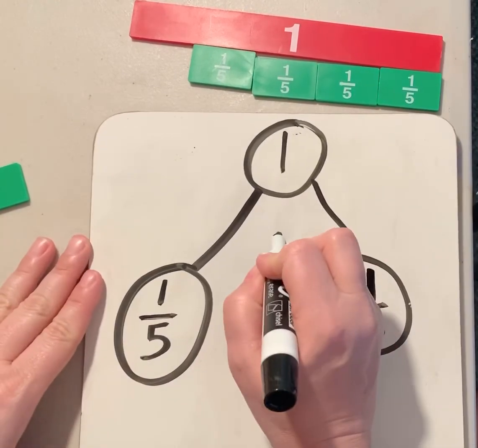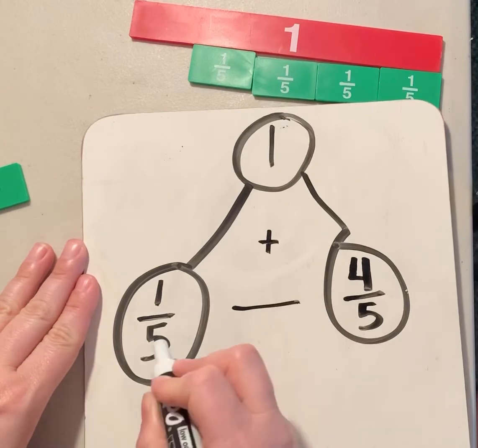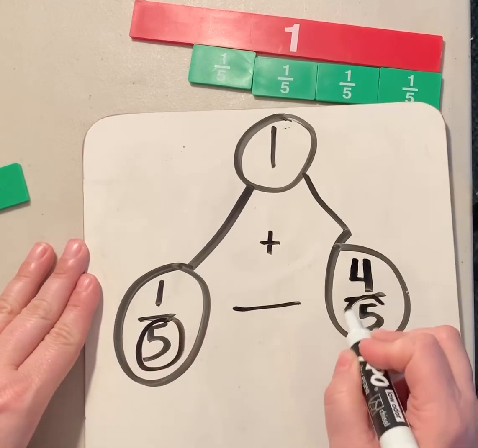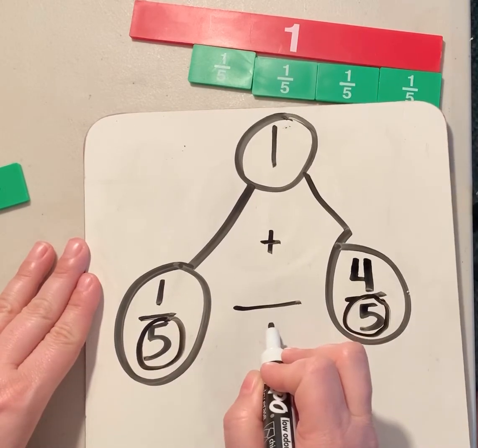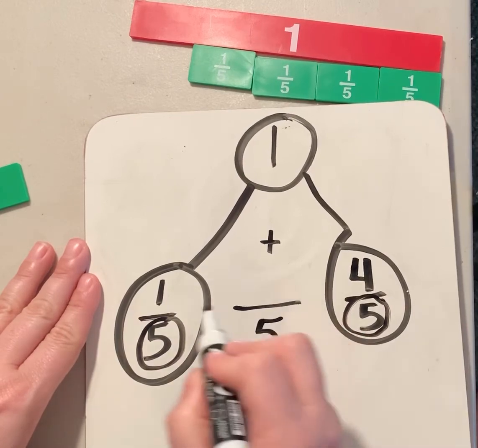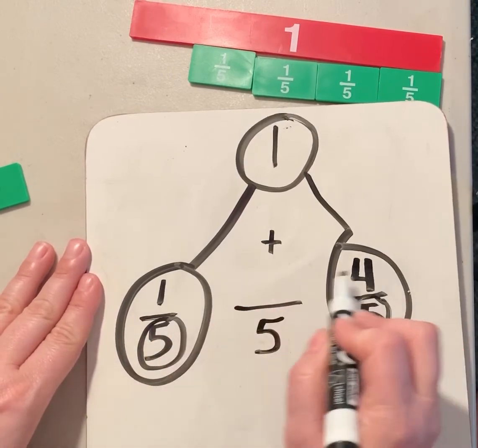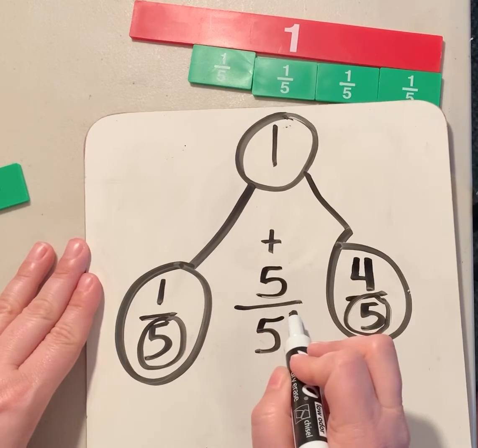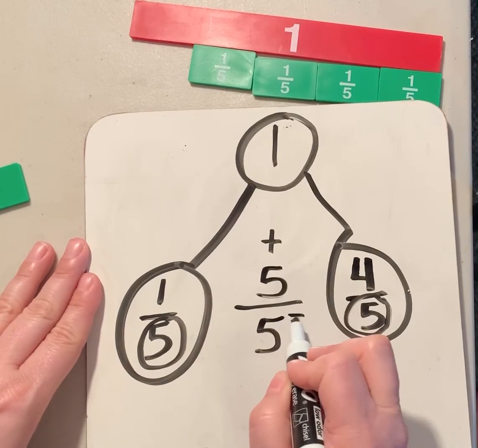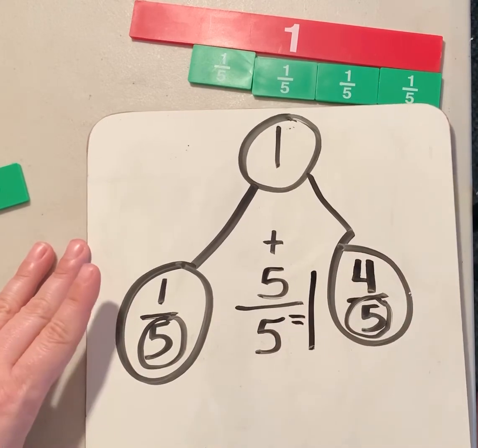If I added these two together, my denominator would stay the same. We don't change this number when we're adding fractions. If they have a like denominator, we keep that the same, and then we just add the numerators together. So 1 plus 4 would equal 5. So we don't say things are 5/5. That would equal one whole.